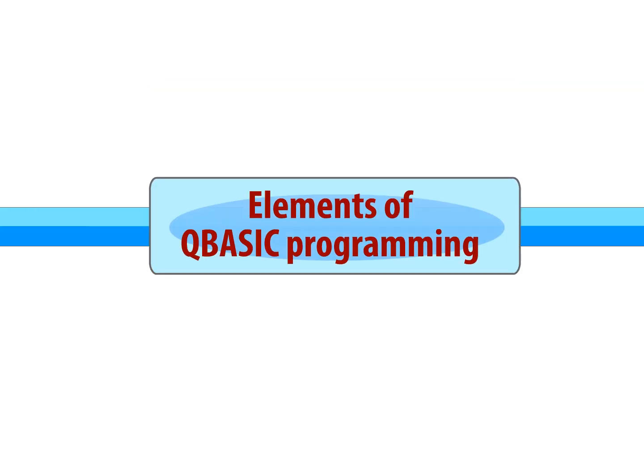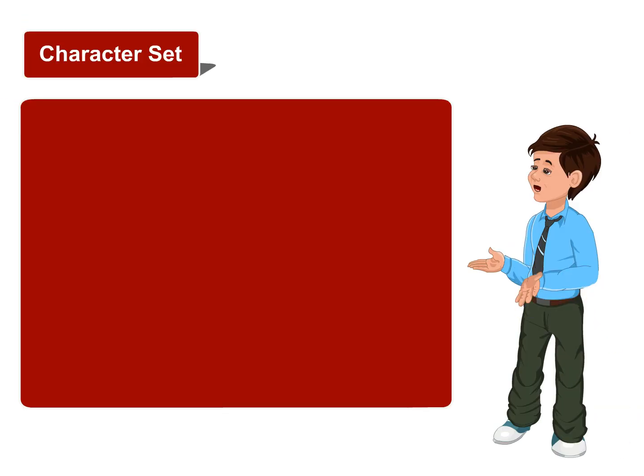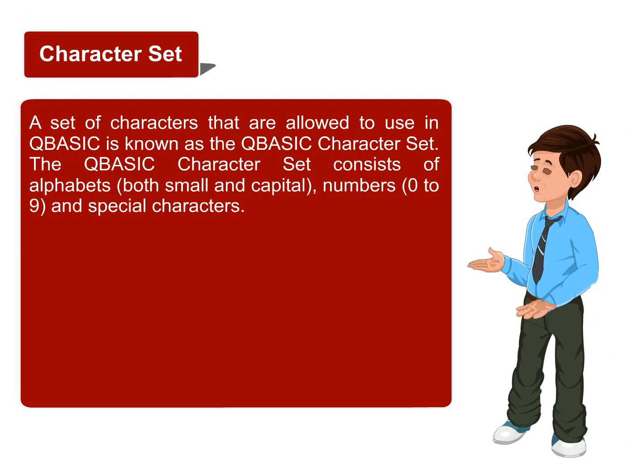Elements of QBasic programming. Character set. A set of characters that are allowed to use in QBasic is known as the QBasic character set. The QBasic character set consists of alphabets, both small and capital, numbers, 0 to 9, and special characters. QBasic has the character set consisting of the following elements.